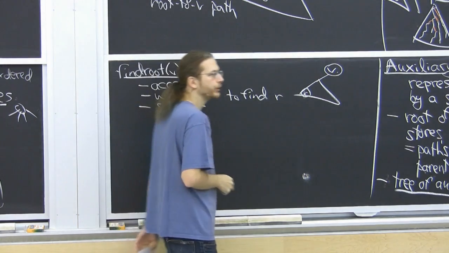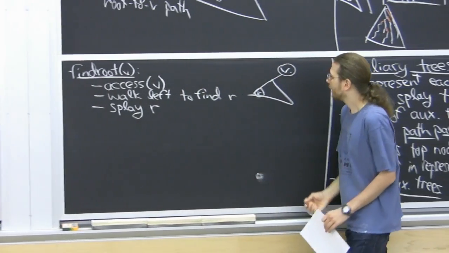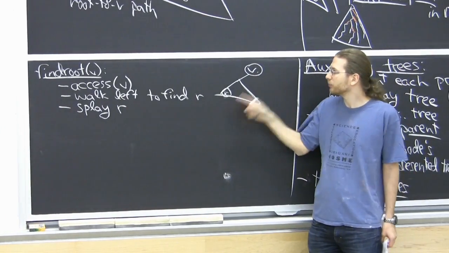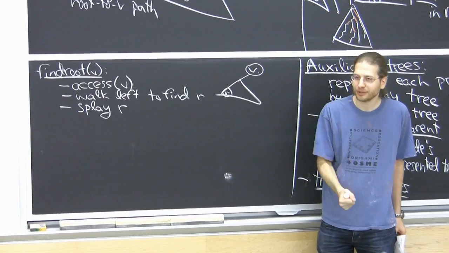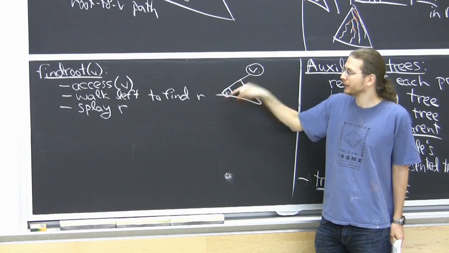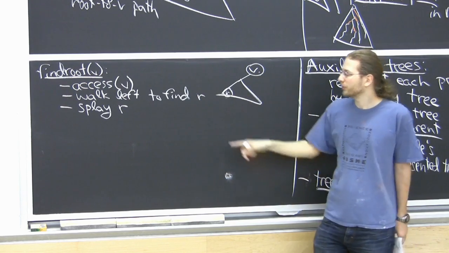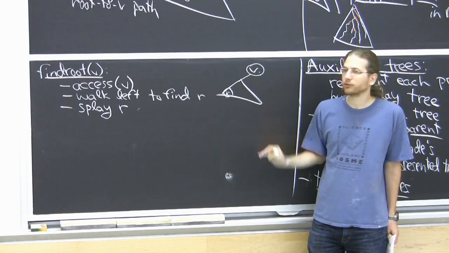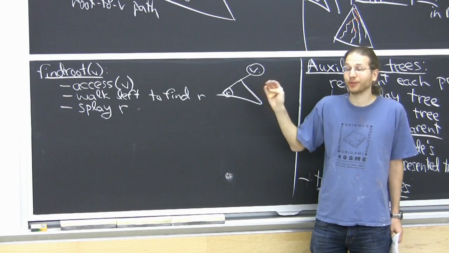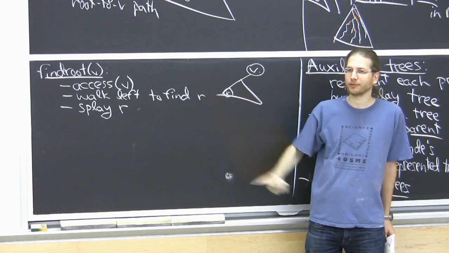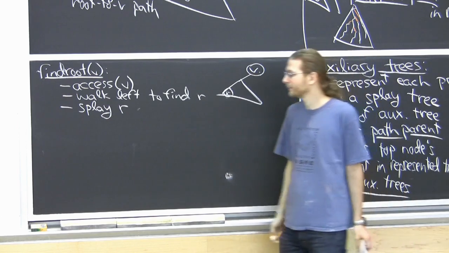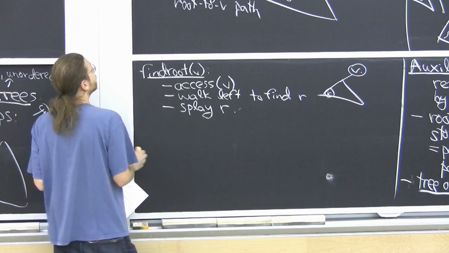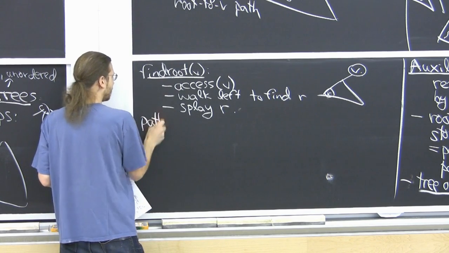If we didn't splay R, we'd be in trouble, because this is a splay tree. This R might be extremely deep in the tree, and so if you just repeatedly said find root of V for the same V, you don't want to have to walk down a linear length path every single time. So we're going to splay it every time we touch the root, so that very soon R will be near the root of the tree of aux trees, and so this operation will become fast. So amortized, it will always be order log n. But we need to do that. OK, that's find root. Let's do path aggregate.